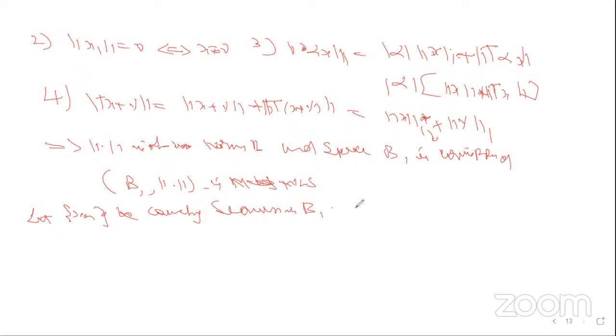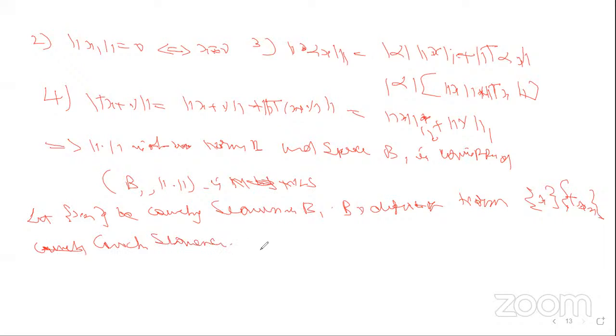So by definition of the norm, it follows that Xn and T of Xn are both Cauchy sequences in B and B dash respectively. Since B and B dash are complete, it follows that there exists X belongs to B and Y belongs to B dash such that Xn tends to X and similarly Yn tends to Y.